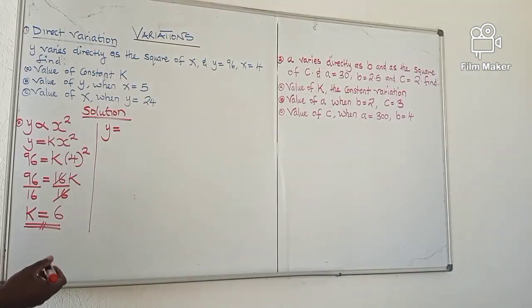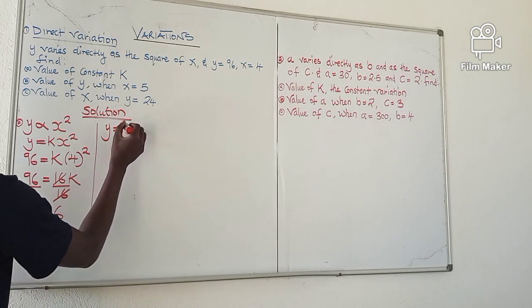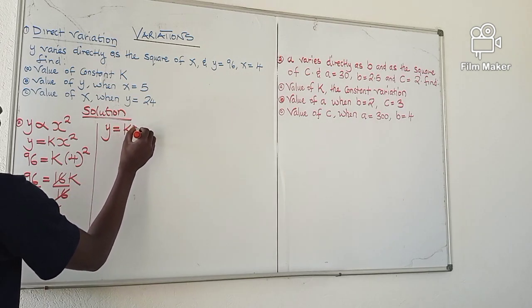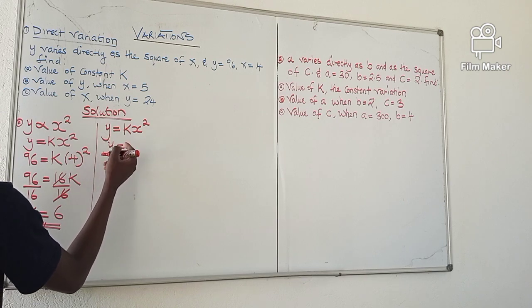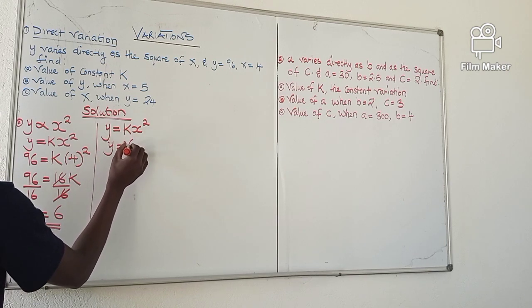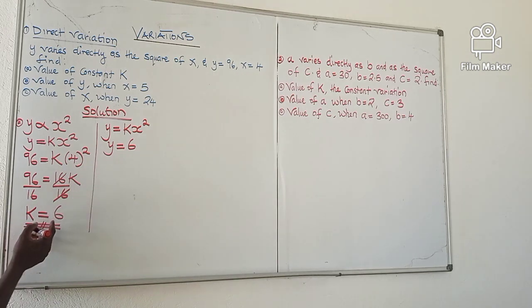Because now you know the value of k. So instead of saying y equals kx squared, we are going to say y is equal to 6x squared, where there is a k, we replace with 6 because k is equal to 6.